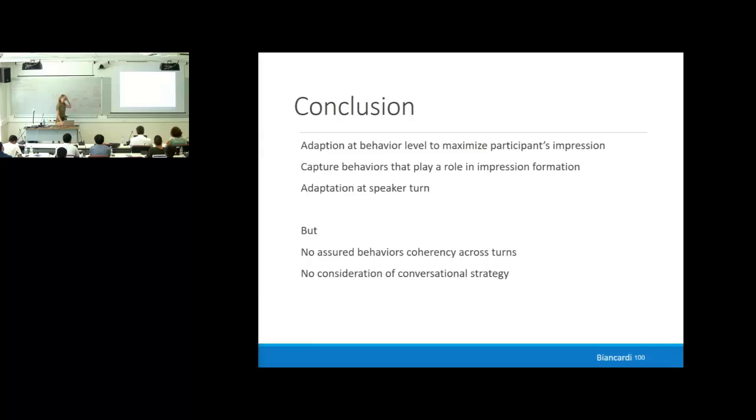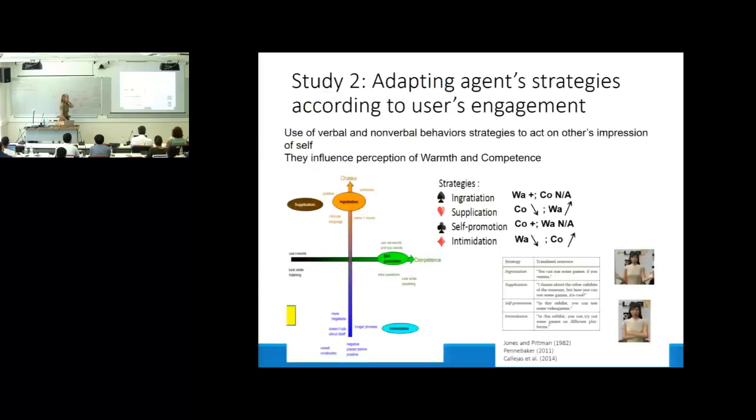So that brings me to the next study, where we want to adapt the agent behaviors according to its conversational strategy, and here we use the user's engagement. Looking at the literature, as Jones and Pittman defined, there are a little bit more, but we use only 4 conversational strategies in view of manipulating the impression of warmth and competence you can provide.